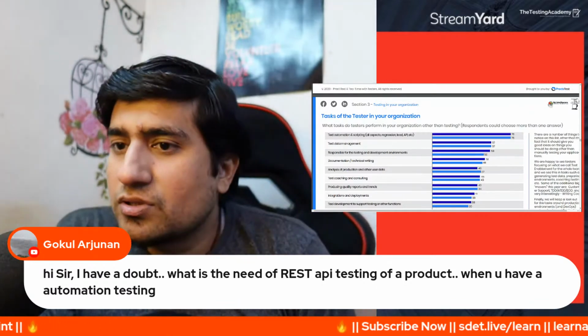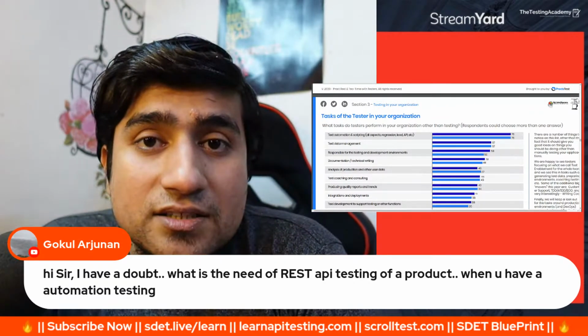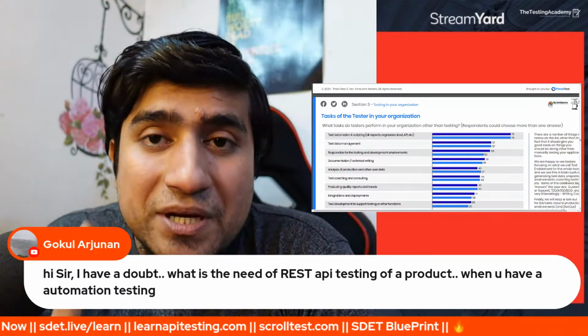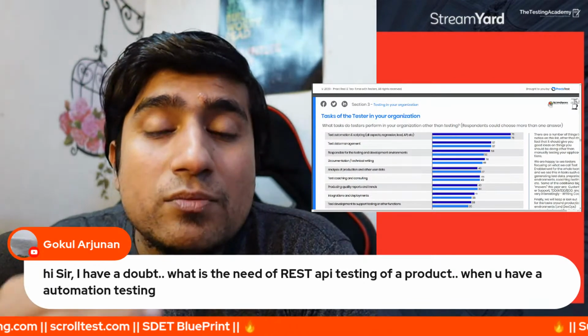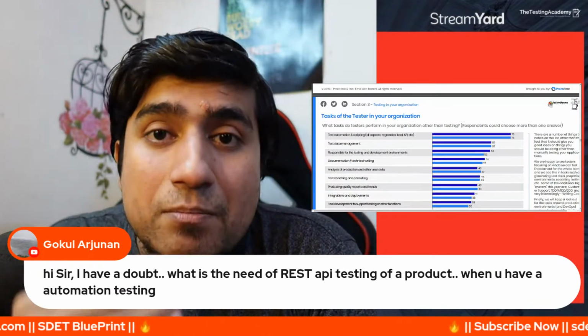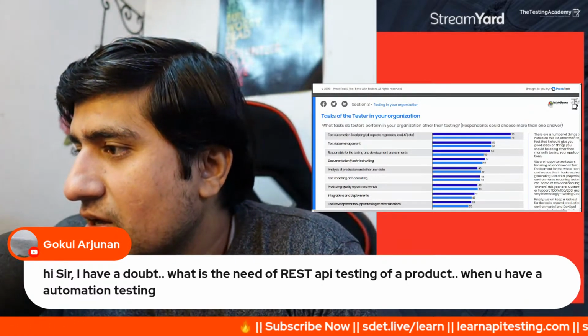Okay, so that's exactly why we wanted to do it, right? Let me know, Gokul, if that is the answer to your question. So we do API testing or REST API testing specifically because we want to save our cost and we want to make it more reliable and maintainable. Okay, awesome. I think that makes sense, right?